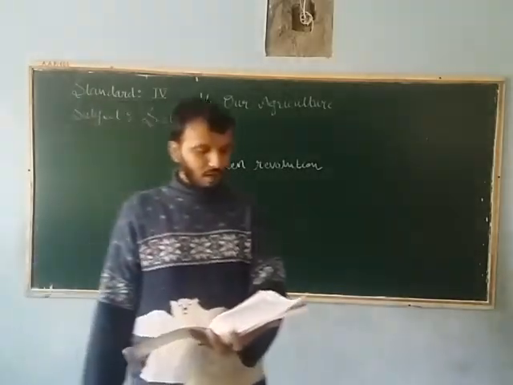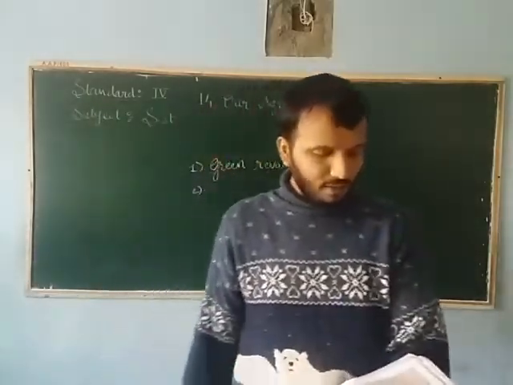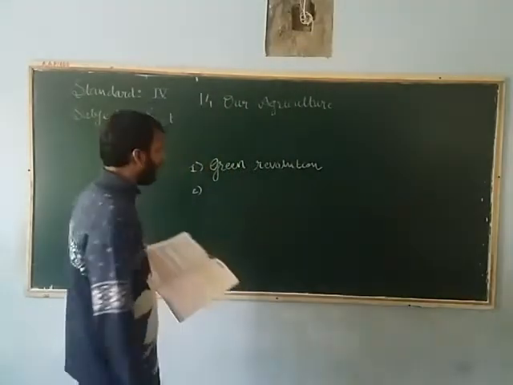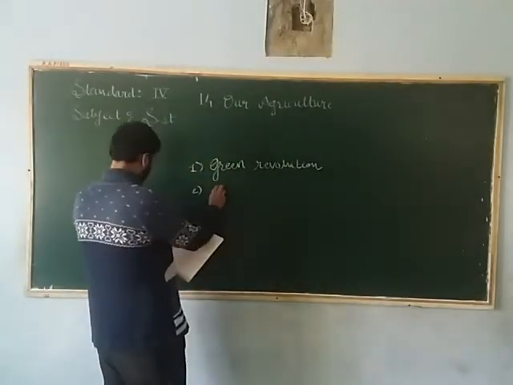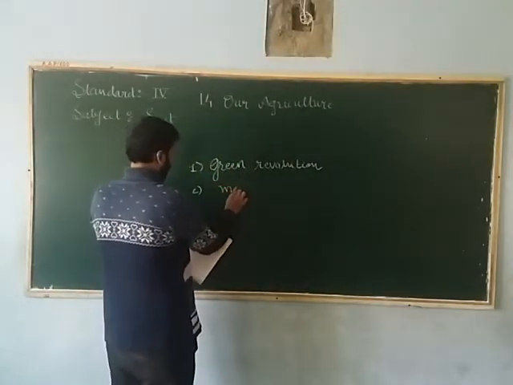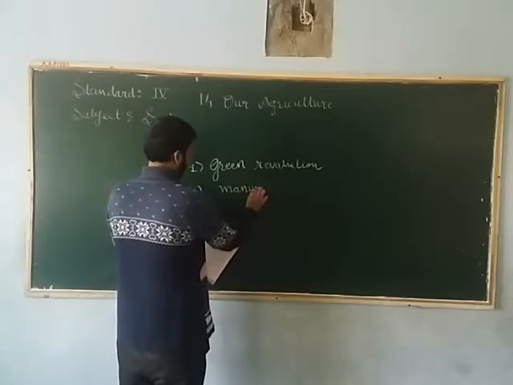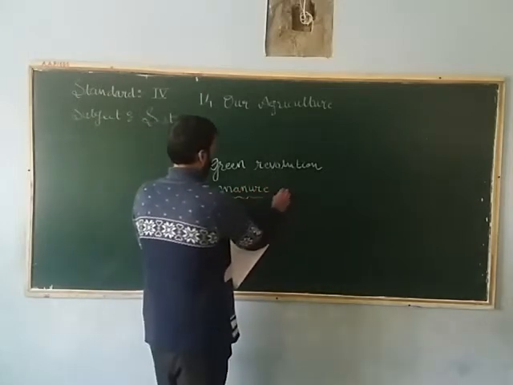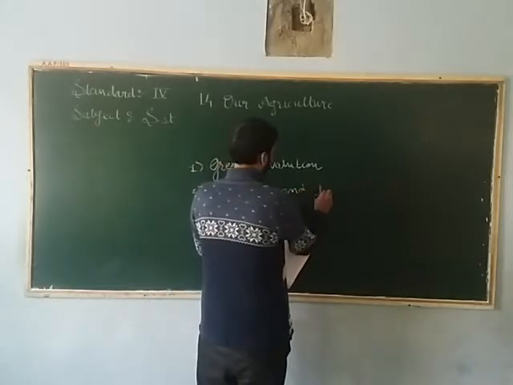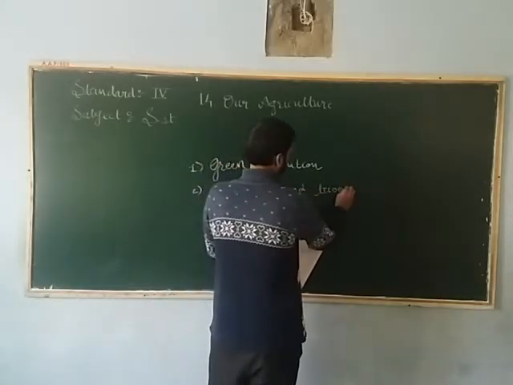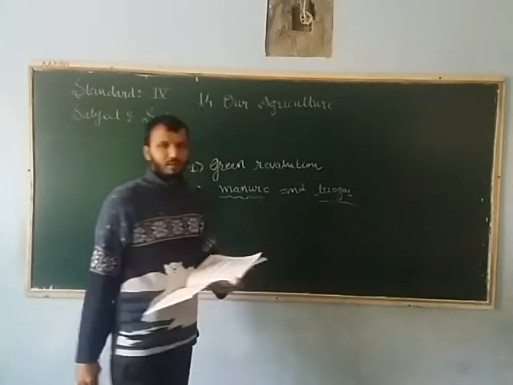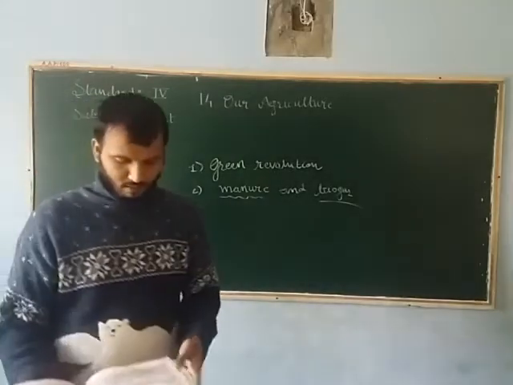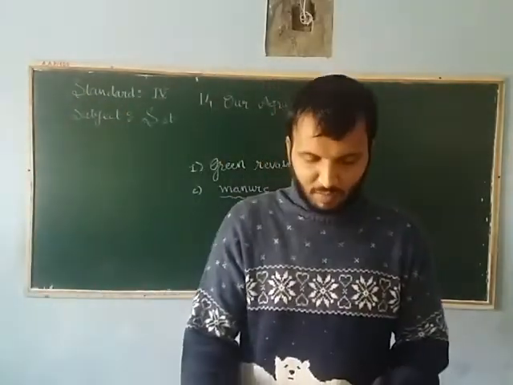And second, cattle waste is used to produce manure and biomass. Okay, manure and biomass. So here we have completed our chapter.